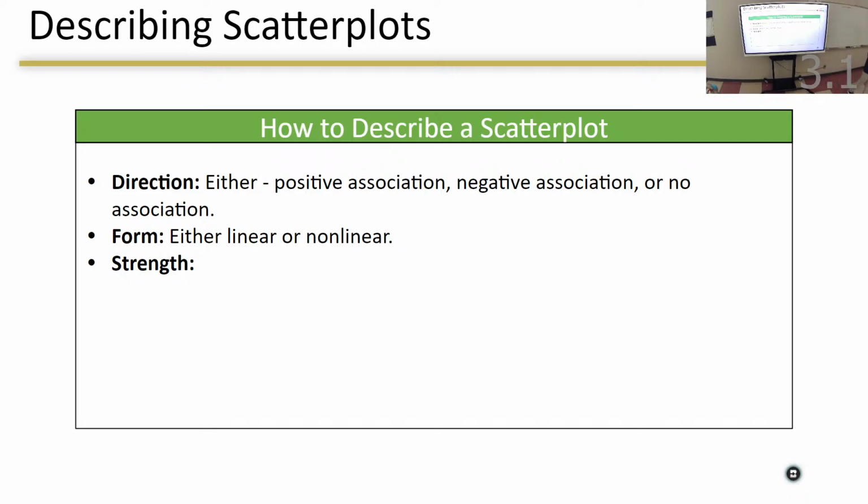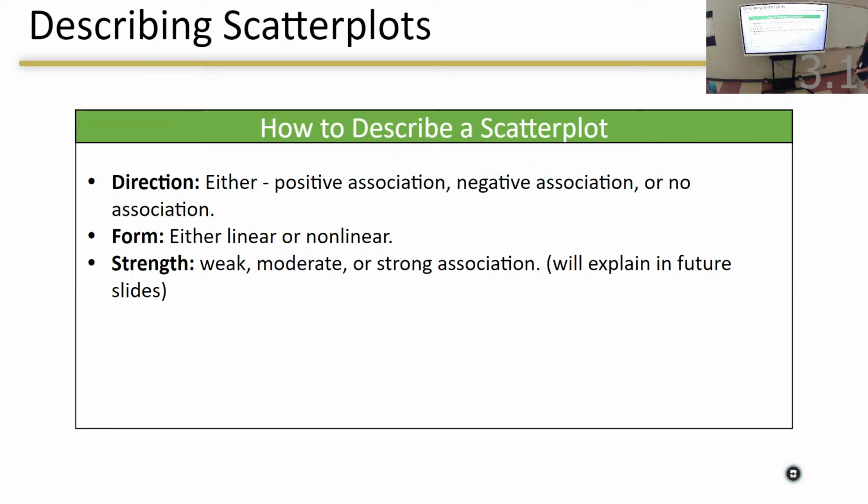You're going to tell me if it's weak, moderate, or strong. Those are the three words we tend to use. Weak, moderate, or strong. And that's what we're going to spend the rest of the day talking about, the strength of these things. As we get through this chapter, you'll start to see this a whole lot easier.